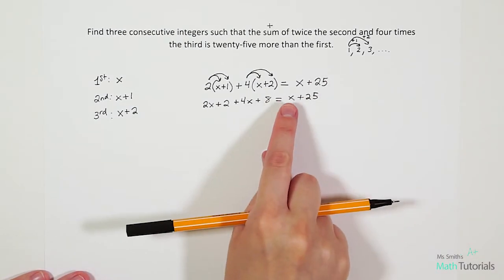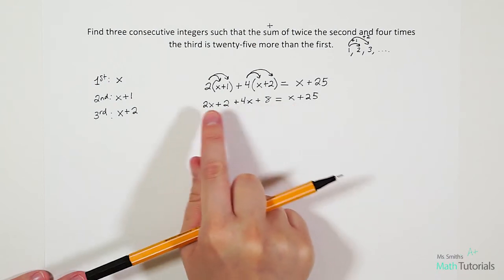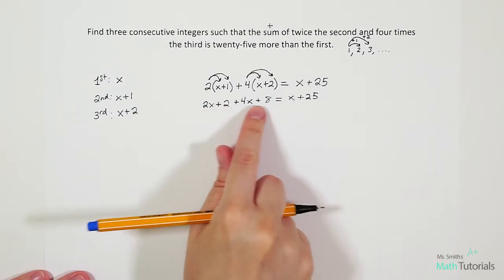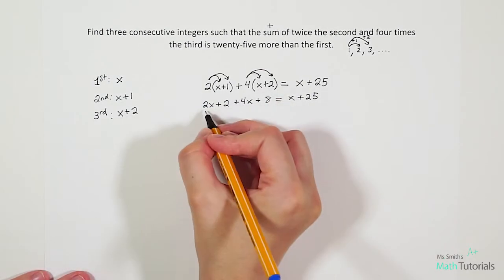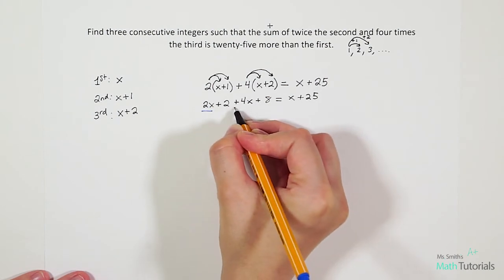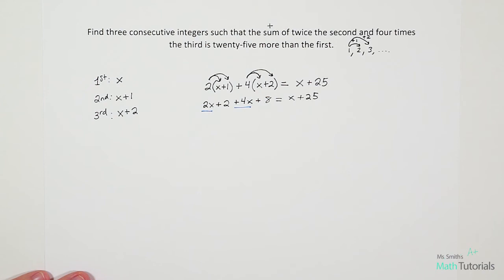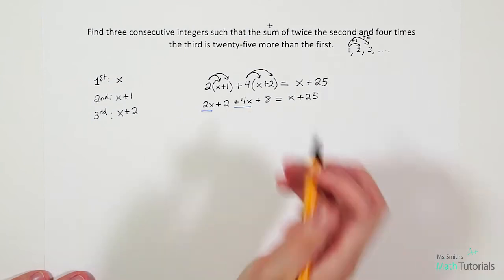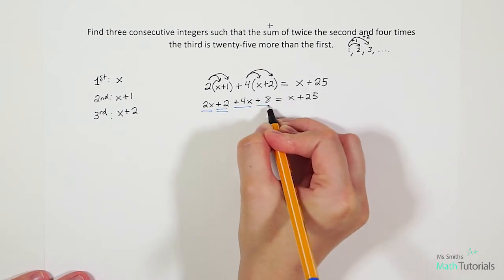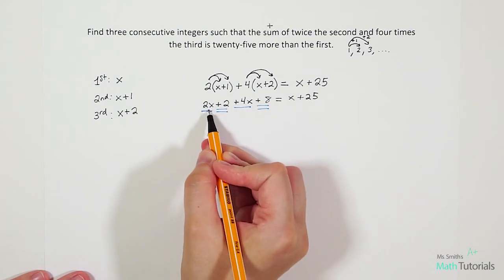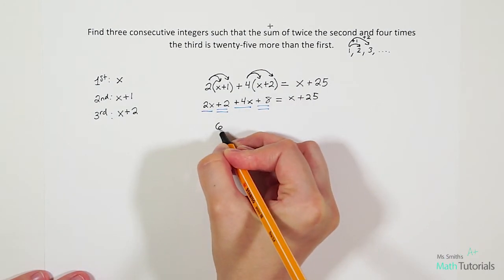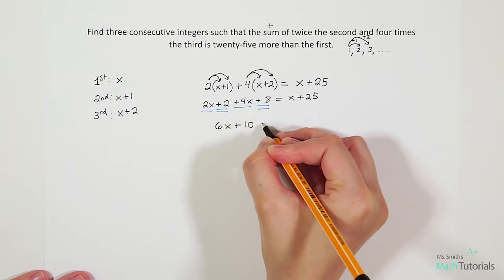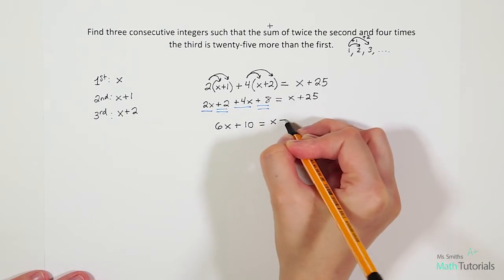I do recognize that I have an x on both sides, but look, I've got 2 of them over here. So this is a situation where we definitely want to do some like terms combining over here. So we've got a like term of 2x plus 4x. Those are like terms that we can go ahead and combine. They both have an x. And then we can also combine these constants. Look, because we've got positive 2 and a positive 8. So let's go ahead and do that. 2x plus 4x is 6x. 2 plus 8 is a positive 10. And then we've got our equals x plus 25.